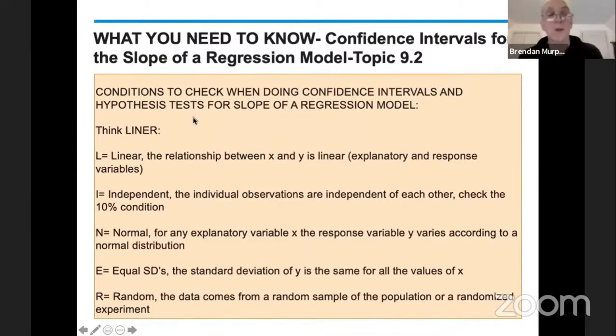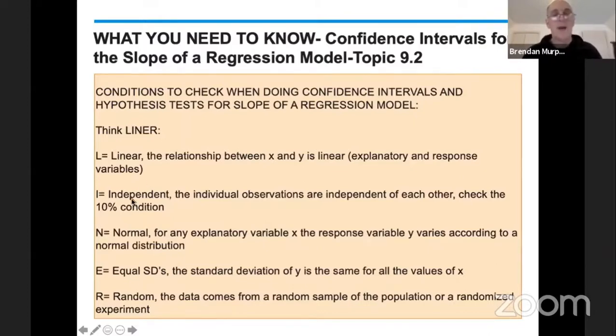Similar to all the inference we've done so far this year, we do need to check conditions and list assumptions. Many of the books have this little acronym. We're dealing with linear models, least squares regression lines, so think LINER. I wish I had a good abbreviation for A here, and then it would be exact, but close enough. L stands for linear. We need to convince ourselves that the relationship between X and Y is linear.